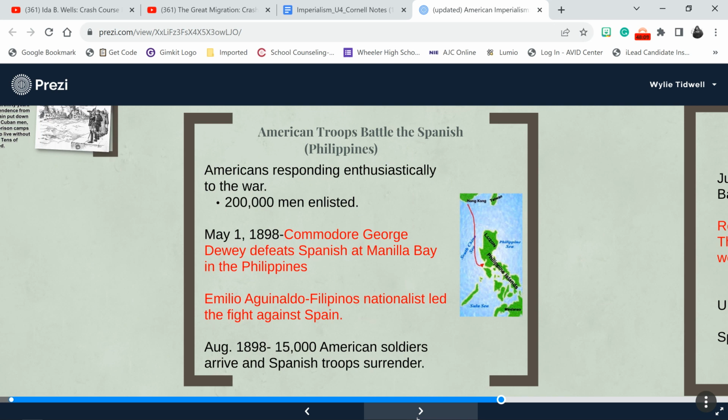All right. We also got the Philippines. Just know that this is also part of the Spanish-American War. We were also fighting in the Philippines. We got that territory. If you ever look at where coats come from, it's not coming from China. It's probably coming from the Philippines.